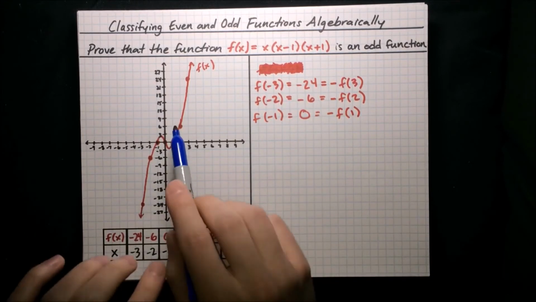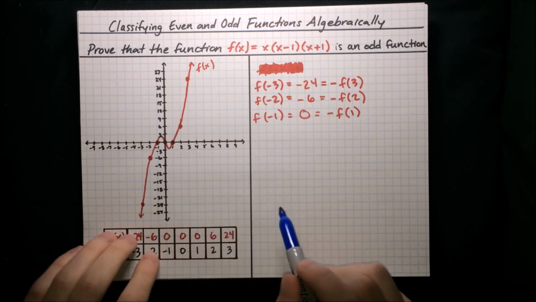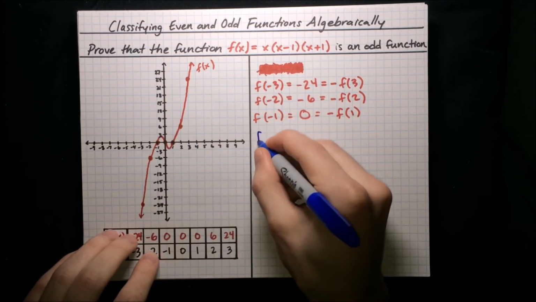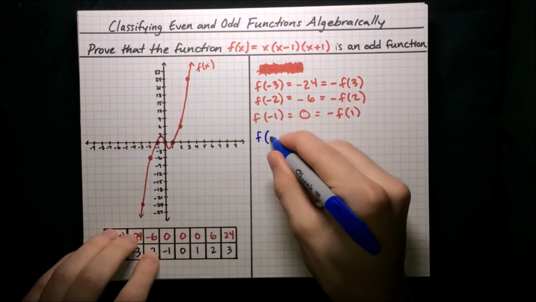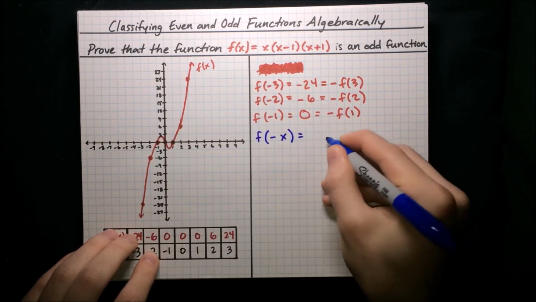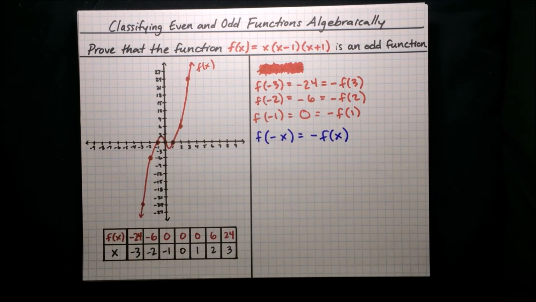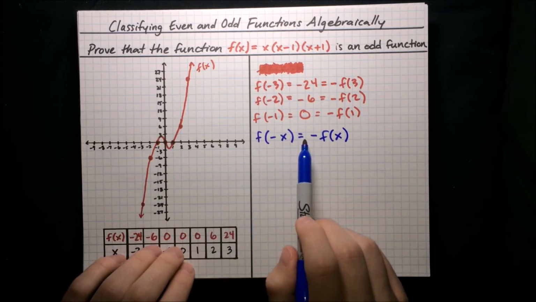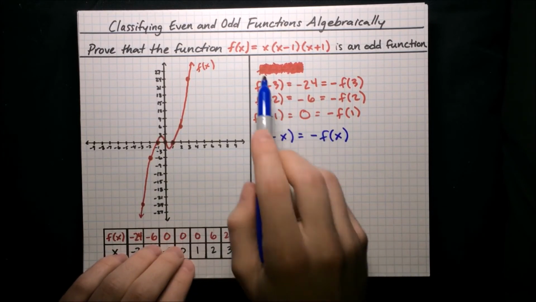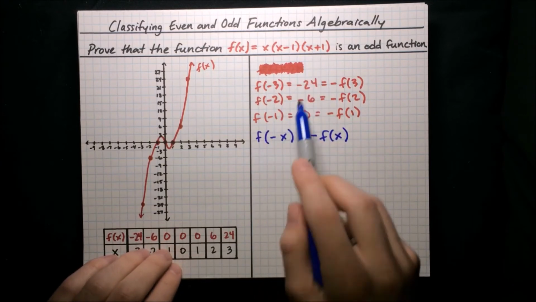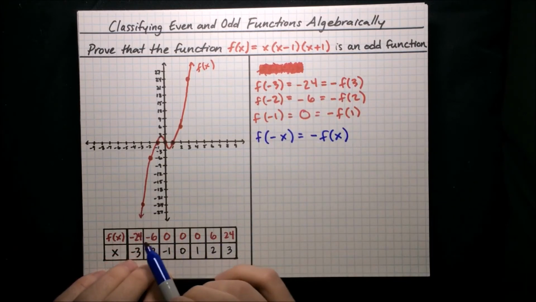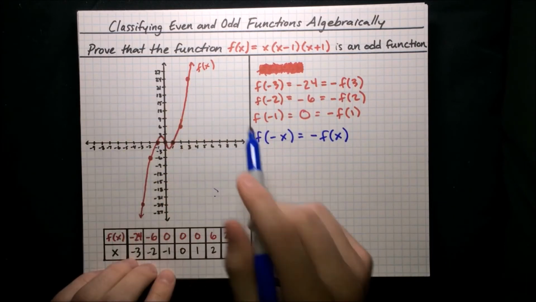So to say that a function is symmetric about the origin is just to say that for any input x, we have f of negative x is equal to negative f of x. So if we can verify this property for all input values of x into this function, then it will be an odd function for all input values of x, and we can be sure that it's proven.